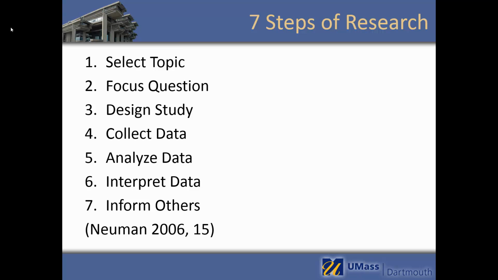In Social Research Methods, Qualitative and Quantitative Approaches, published in 2006 by Newman, he argues there are 7 steps in the research process, which include: 1, select topic; 2, focus question; 3, design study; 4, collect data; 5, analyze data; 6, interpret data; and 7, inform others.